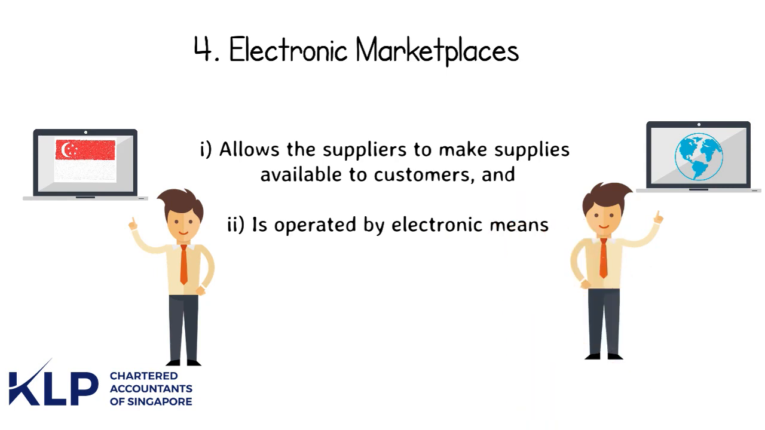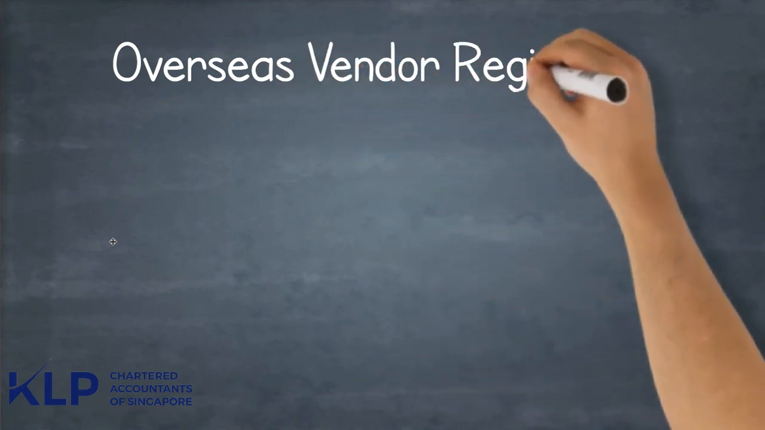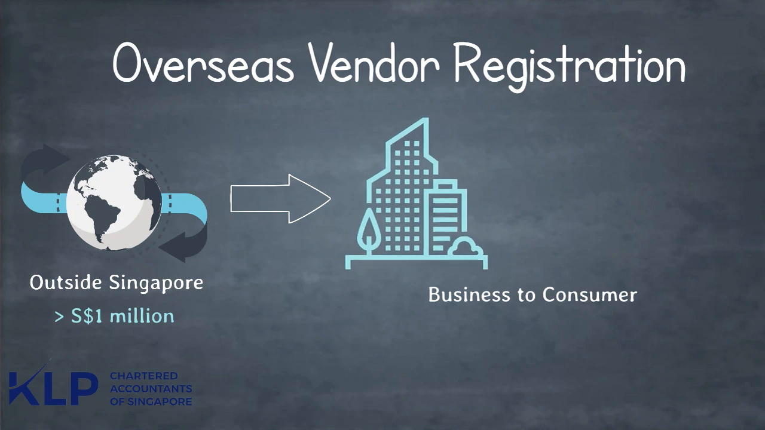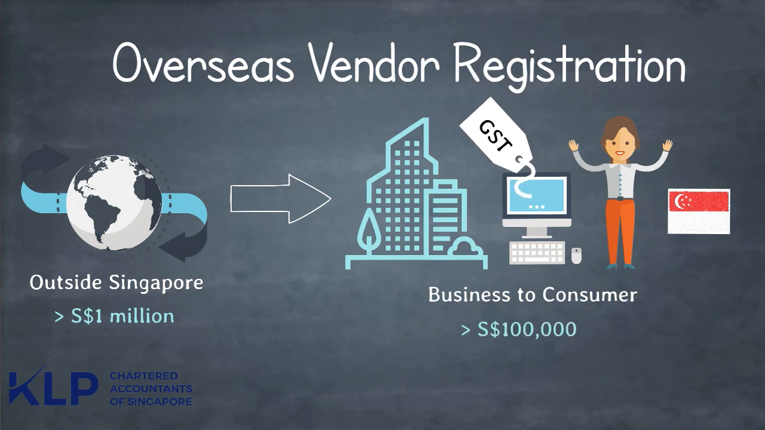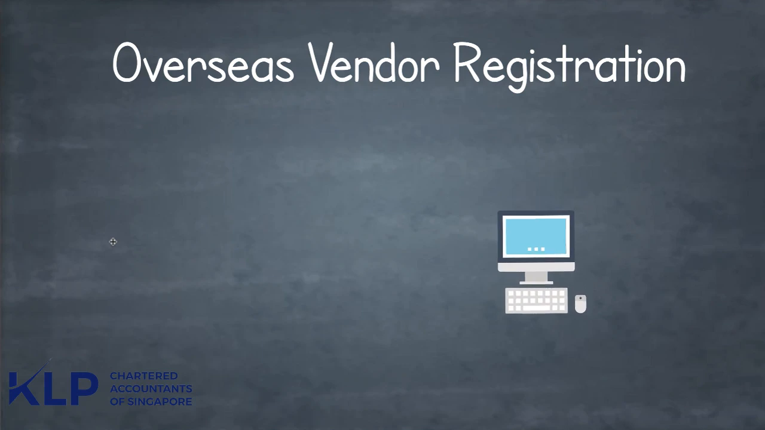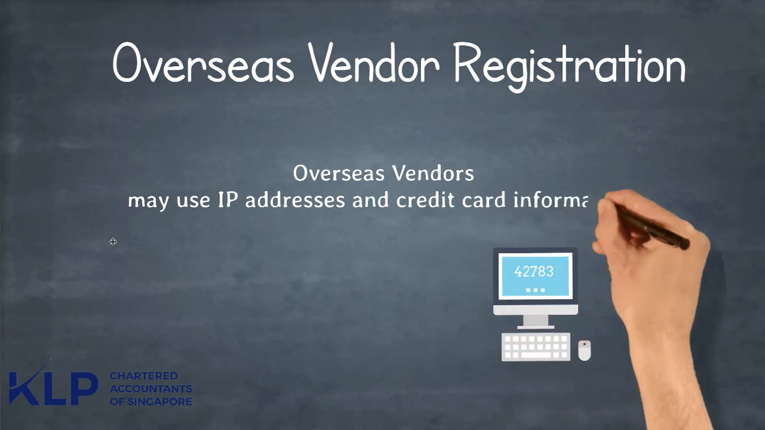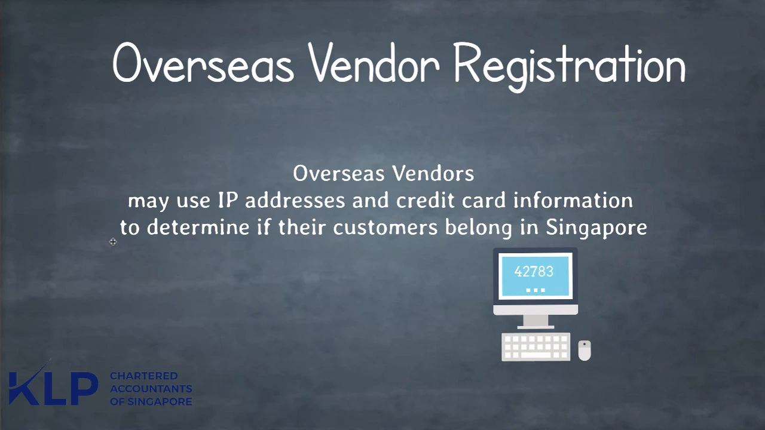by electronic means. The main ruling of the new Overseas Vendor Registration Regime is that suppliers belonging outside of Singapore with a global turnover exceeding 1 million Singapore dollars, making B2C supplies of digital services to customers in Singapore exceeding 100,000 Singapore dollars, are required to register, charge, and account for GST. Overseas suppliers and local or overseas marketplace operators, collectively known as overseas vendors, may use IP addresses and credit card information to determine if their customers belong in Singapore.